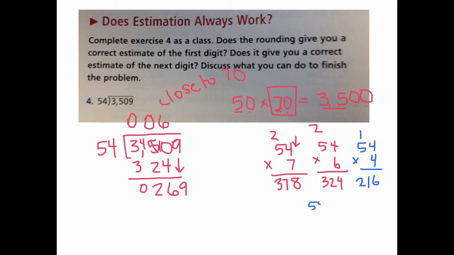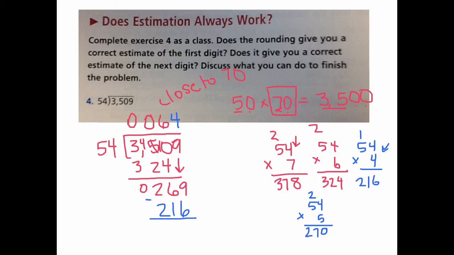I might just double check to be absolutely sure. 5 times 4 is 20. 5 times 5 is 25, plus 2 is 270. Yep, so it just barely goes over. So I'm going to have to use the 54 times 4. So I know 54 goes in 4 times, and that equals 216.